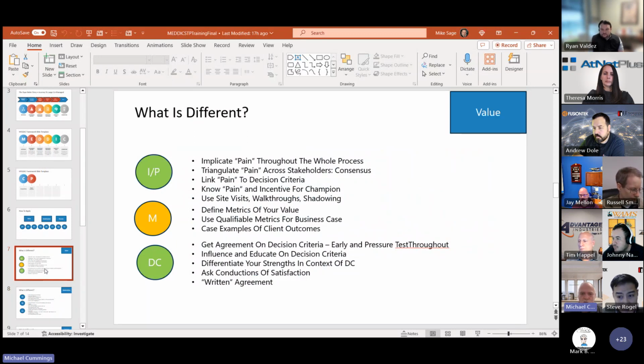So metrics, we're not going to go into great detail right here, but we're going to start, across the group, to ask what kind of metrics we can demonstrate or quantify in the sales process that make us build better business cases.